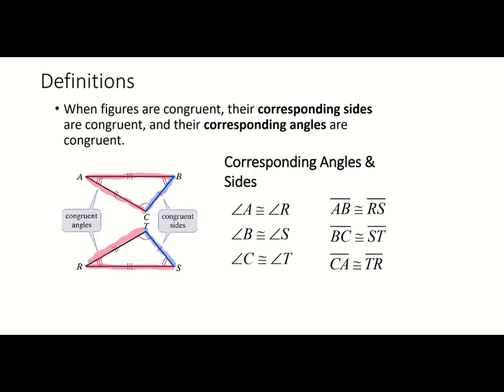Angles that match up are going to be angle A and angle R, because they both have 3 arc marks. Then we have angle S with angle B, because they have 2 arc marks. And then angle T corresponds to angle C. So those are the angles that have the same measures.